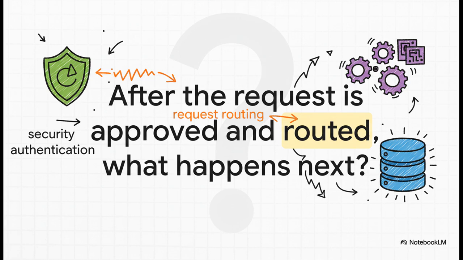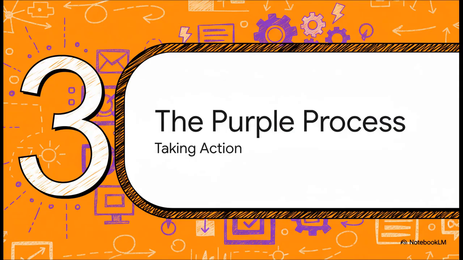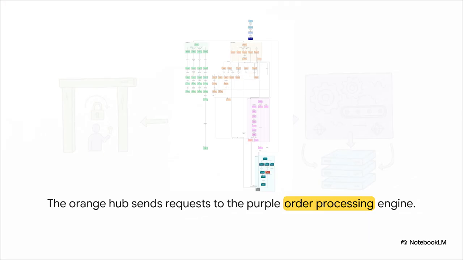The next logical question is, what happens when it gets there? And that brings us to the purple section. If the green part was the front door and orange was the hallway directing traffic, then this is the workshop. This is where the real work gets done, and your requests actually get fulfilled. Look closely and you can see how the lines from our orange switchboard funnel directly into this purple area, the order processing engine. This is the real heart of the system, where things are created, changed, and managed. This is where the action happens.